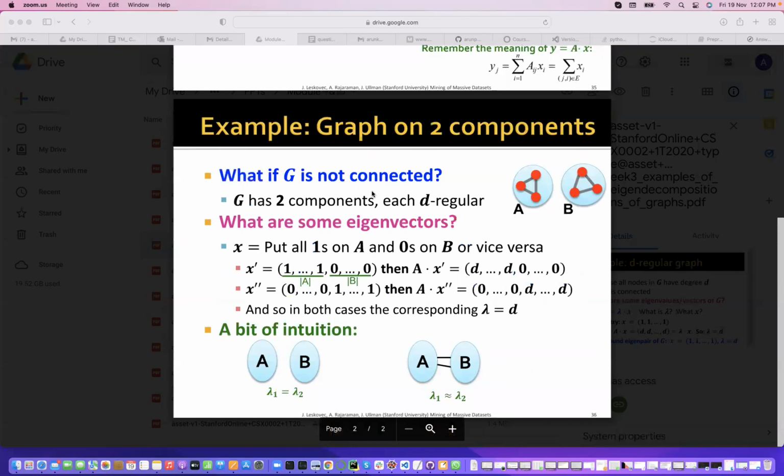So what if G is not connected? If G is not connected, G has two components. Each is D-regular. So what is the definition of D-regular?